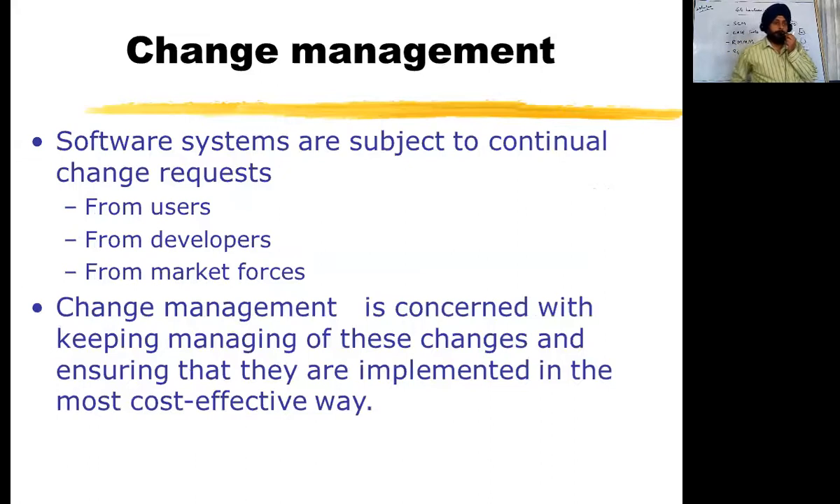So software systems are subject to continual change requests. If there is a request from the users, then you have to make the changes in the software. If developers think that certain changes are to be made because there is a problem in running the software, then the change has to be implemented. Or sometimes there is competition from the market and you have to add new features to your software. Then you have to make the change in the software. So what are the different situations where we need to change the software?